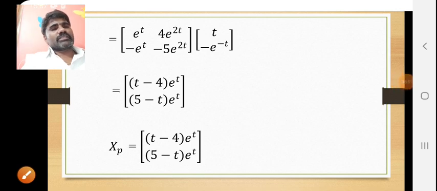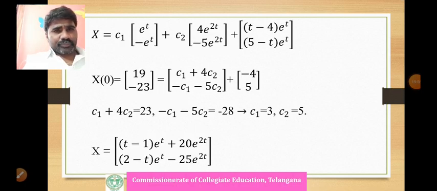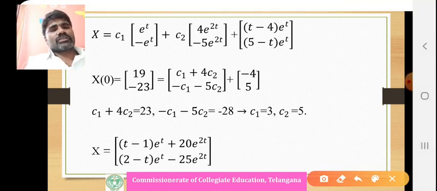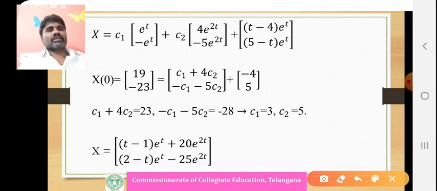Now the solution is given by x equals c1 into [e^t, -e^t] plus c2 [4 e^2t, -5 e^2t] plus [(t minus 4) e^t, (5 minus t) e^t]. Now the initial condition is given by x of 0 equals [19, -23], and we put t equals 0 in the above equation. With t equals 0, e^0 becomes 1, so everything becomes 1.